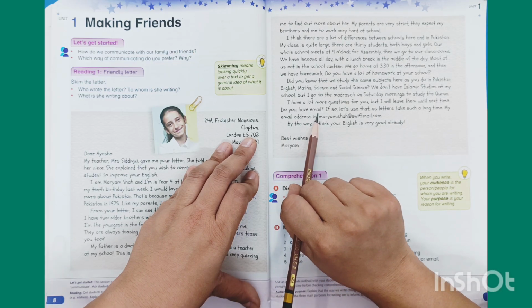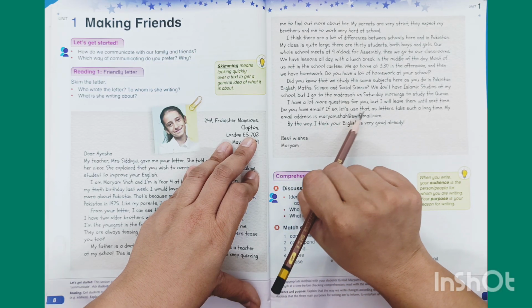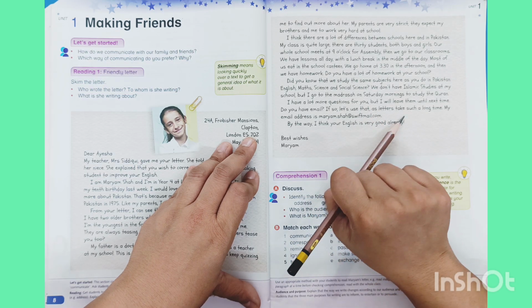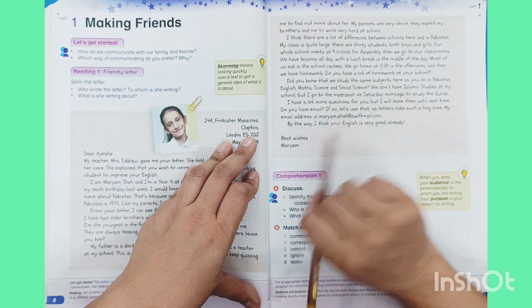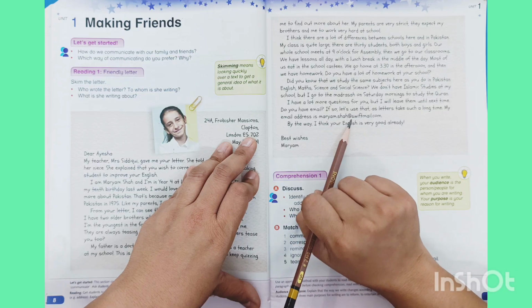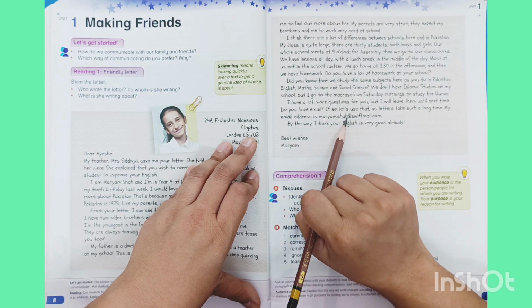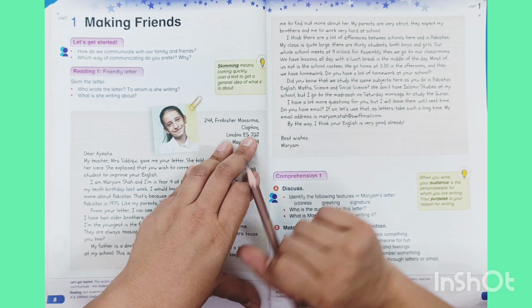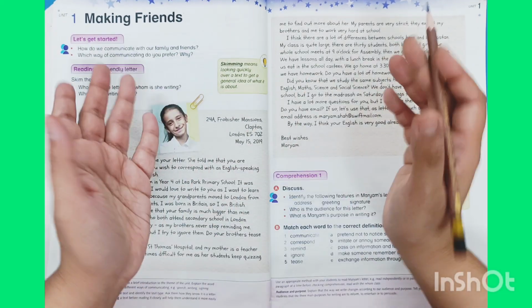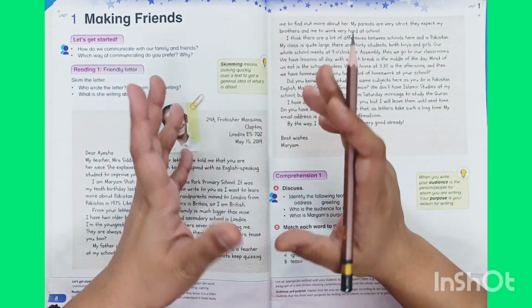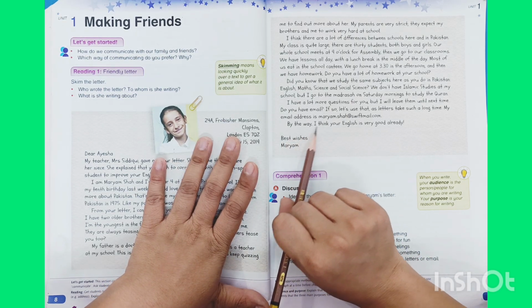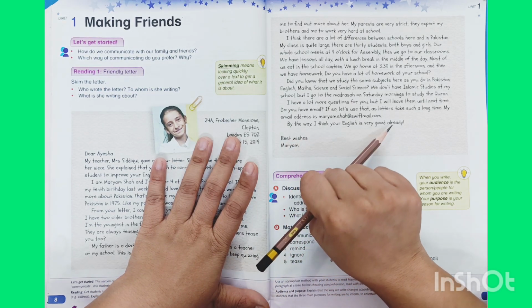Do you have email? If so, let's use that. As letters take such a long time, my email address is mariamshah.shah at swiftmail.com. As we have Gmails, they have Swift Mail. By the way, I think your English is very good already.